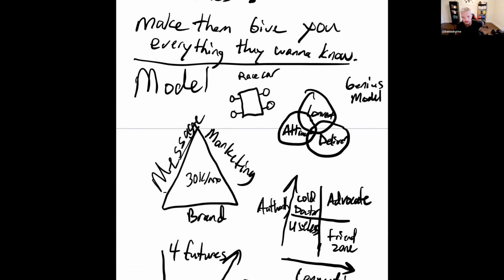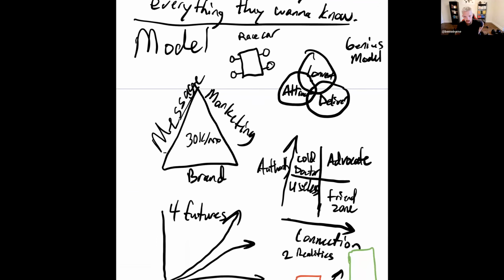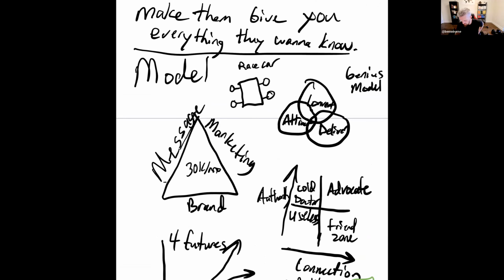So these are all different models. So we have like the genius model, the race car model that we use internally. Models are cool because when you give people context, basically what happens is they can't argue with context. So for example, if you're like, okay, well, in this race car model, there's these 4 things that you need to grow this business, right?